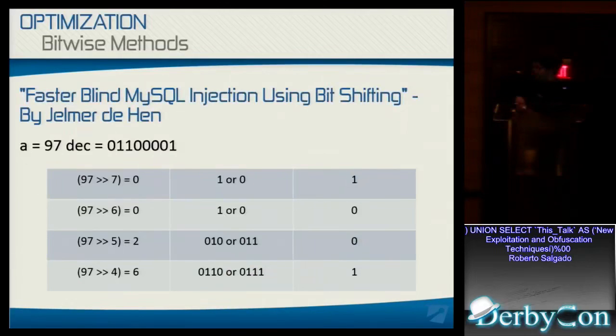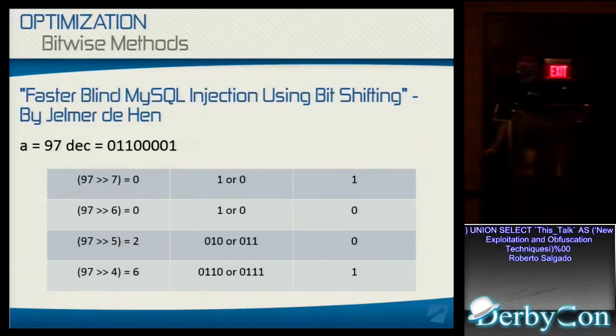So all of these bitwise methods I'll be showing, they're kind of variations of each other. Some use shifting, like this one, by Jelmer Dehen. And he did a bit of a weird implementation here. It starts off good, where he's shifting. Remember, 97 is the decimal for A. So he's shifting 7 and compares it to 0. So 0 is 1 bit. So he just checks if it's 1 or 0, and then gets the result. And he's comparing to 1 bit, 0, 1 or 0. But then at the third point, he starts comparing to 2, which is 3 bits. So now he's comparing if it's 0, 1, 0 or 0, 1, 1.